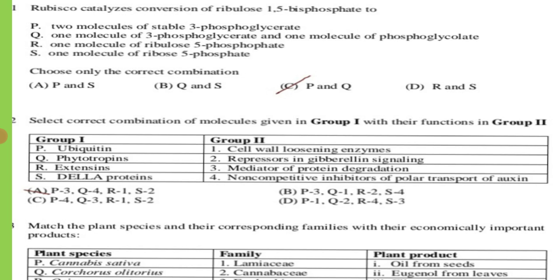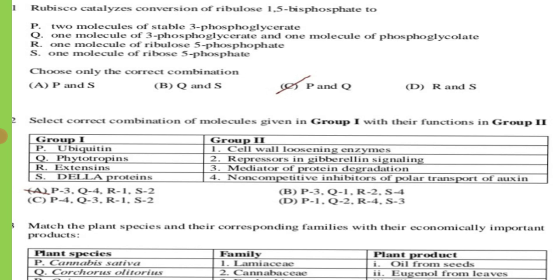transport of auxin. Then R, extensins. The extensins are plant cell wall hydroxyproline-rich glycoproteins known to be involved in cell wall reinforcement in higher plants and in defense against pathogen attacks. So for extensin from the second group, the first pair is matching: cell wall loosening enzyme.